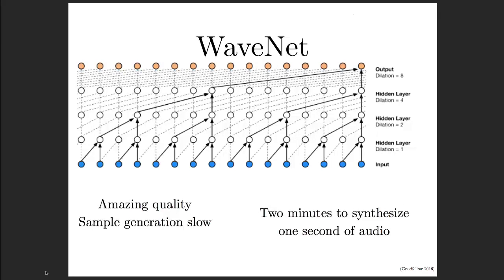One very recent example of a fully visible belief net is WaveNet, and it shows both some of the advantages and some of the disadvantages of these fully visible belief networks. First, the optimization process is very straightforward. It's just minimizing a cost function with no approximations to that cost function. It's very effective and generates really amazing samples. But the disadvantage is that the sample generation is very slow. In particular, it takes about 2 minutes to generate 1 second of audio.